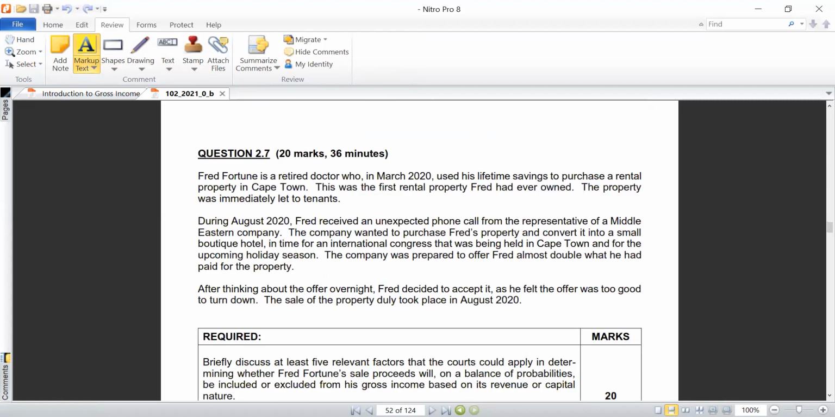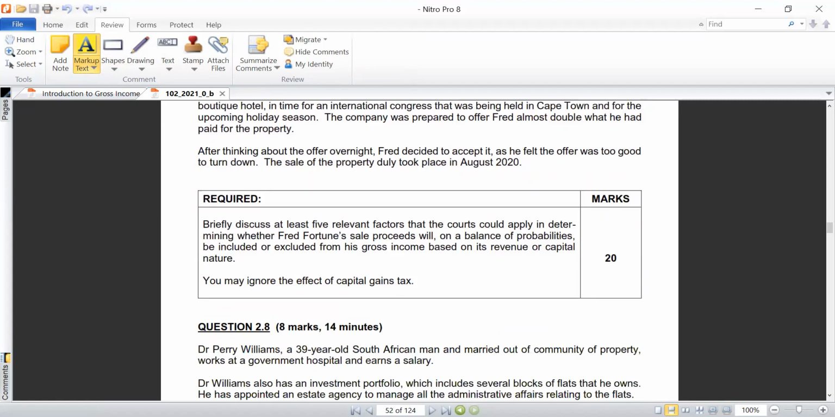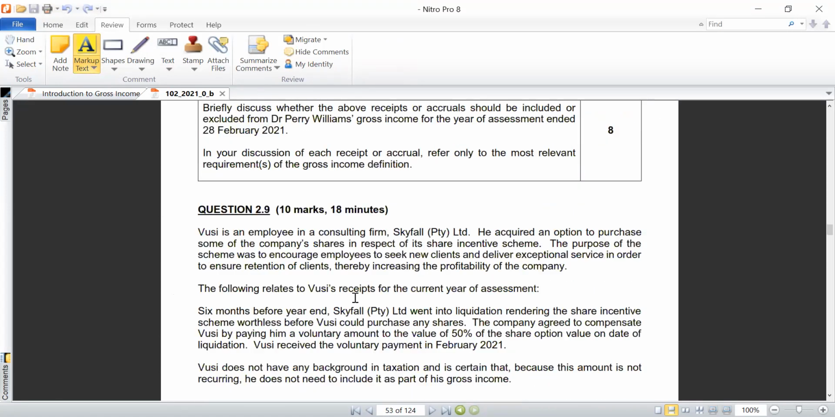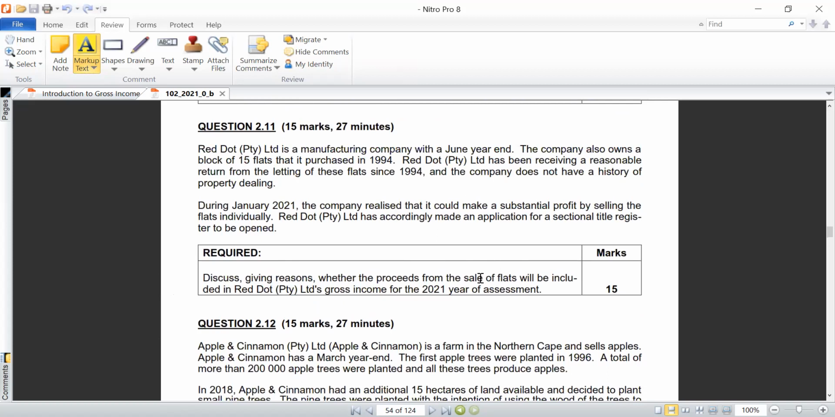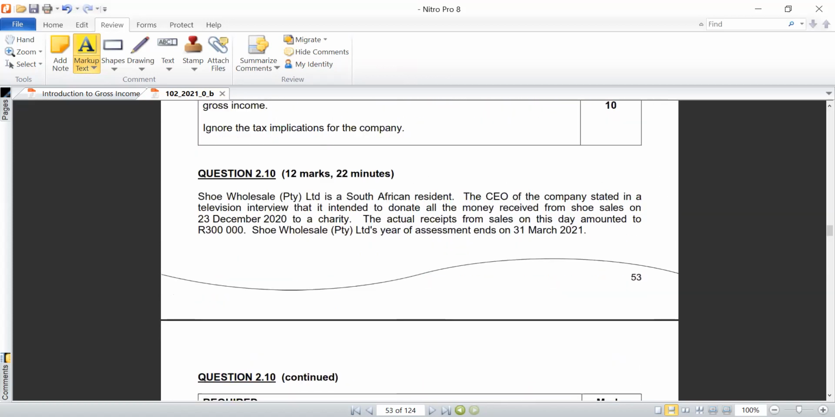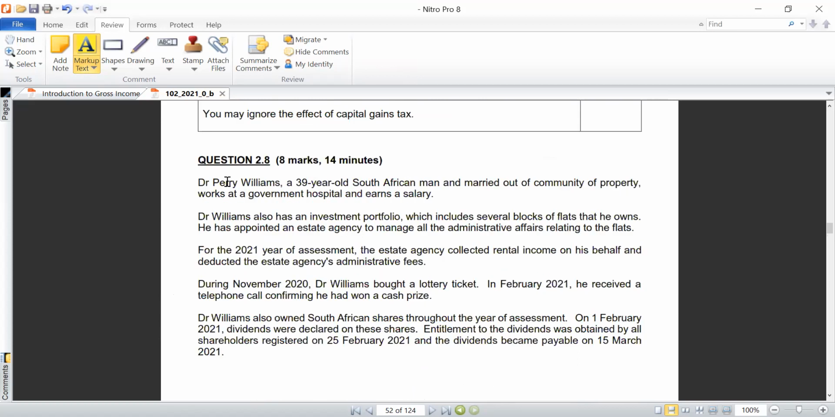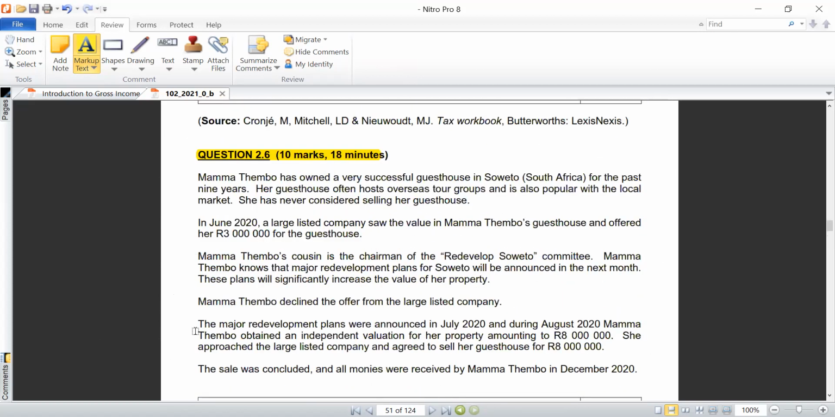There's another question that I was looking at earlier. Okay, it's a 15 marks question actually. Let me quickly scroll down. Yes, this one, question 2.11. We're also going to have a look at question 2.11. So there are two primary questions we're going to look at: question 2.6 and question 2.11 from tutorial letter 102 that I've shared with you on the group.